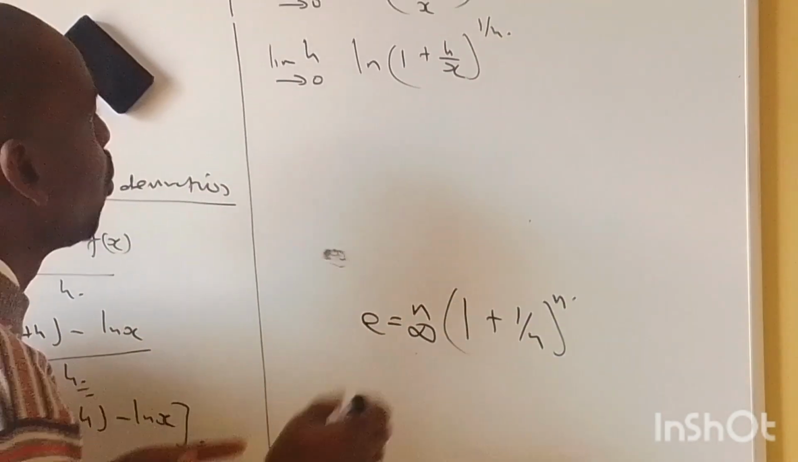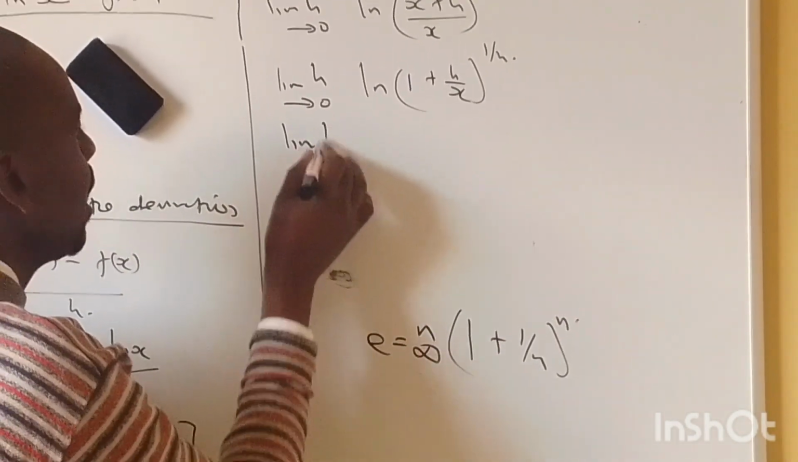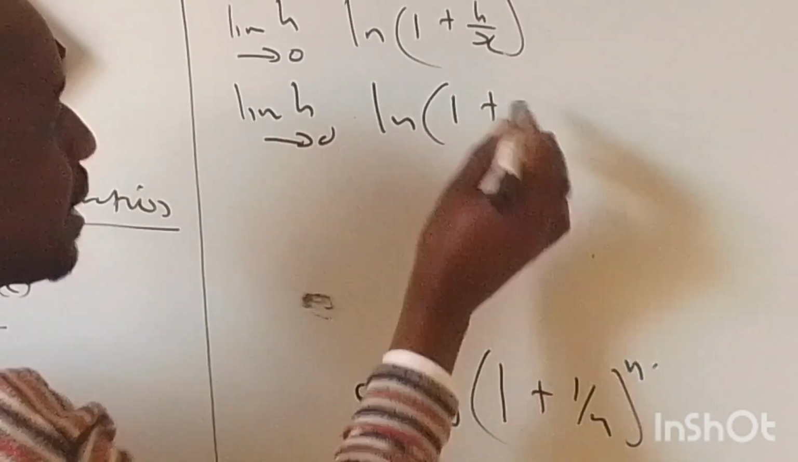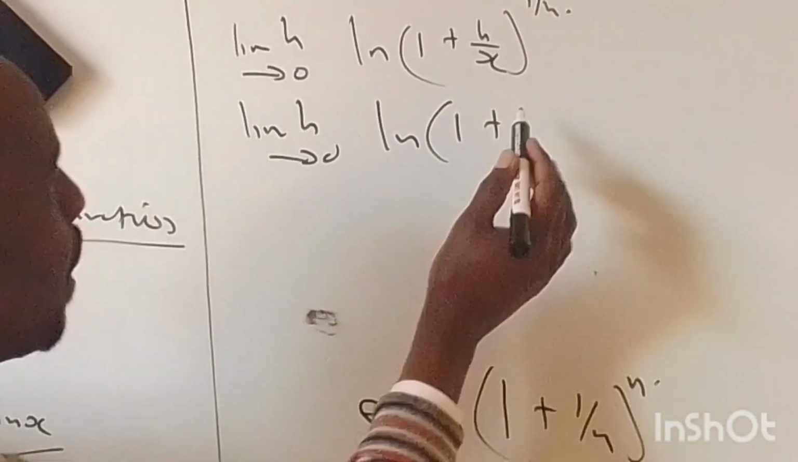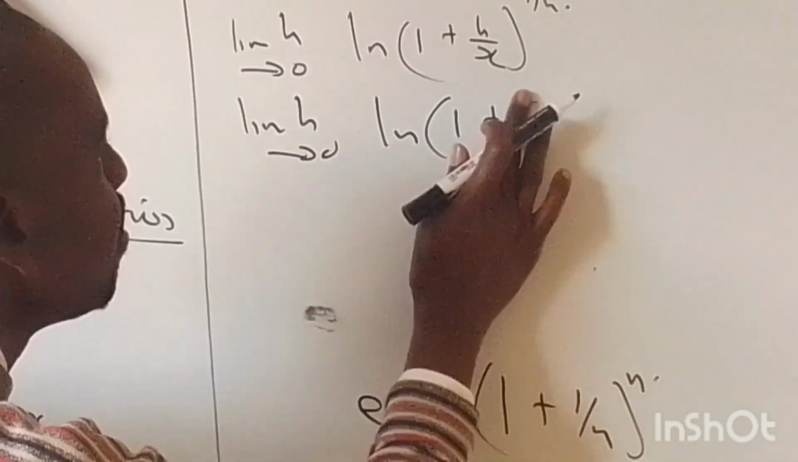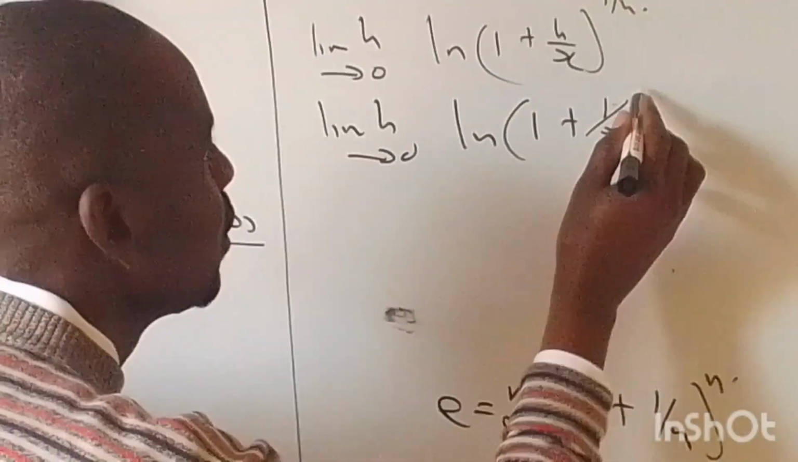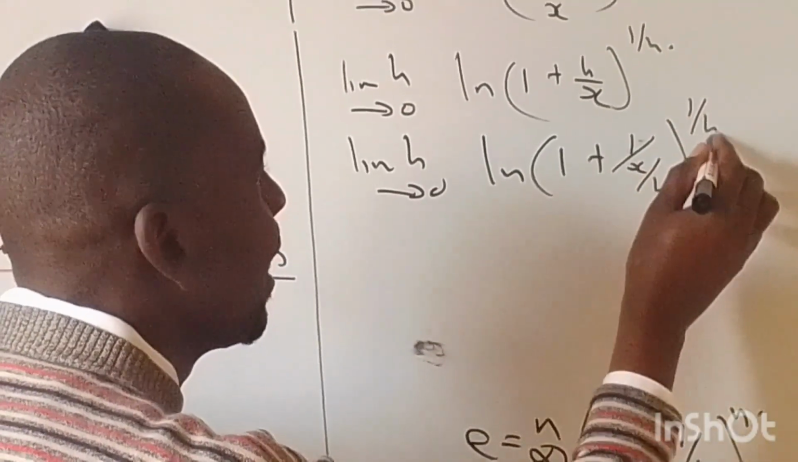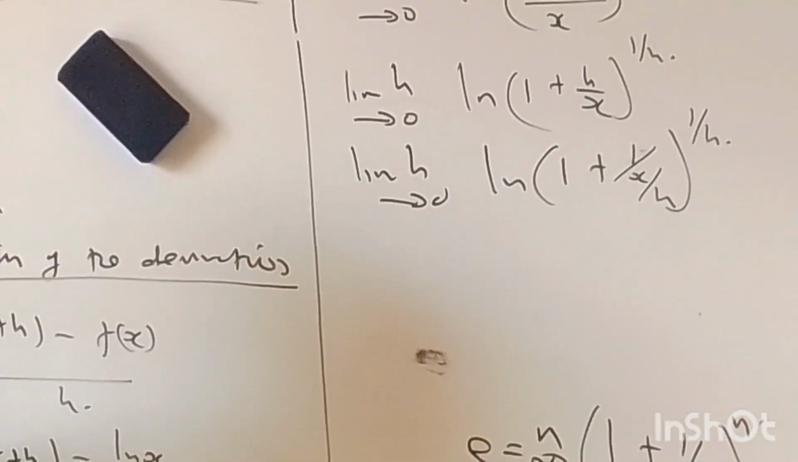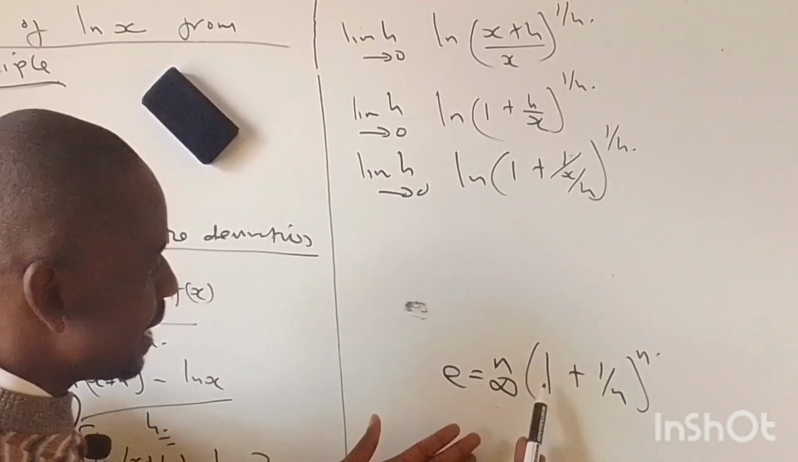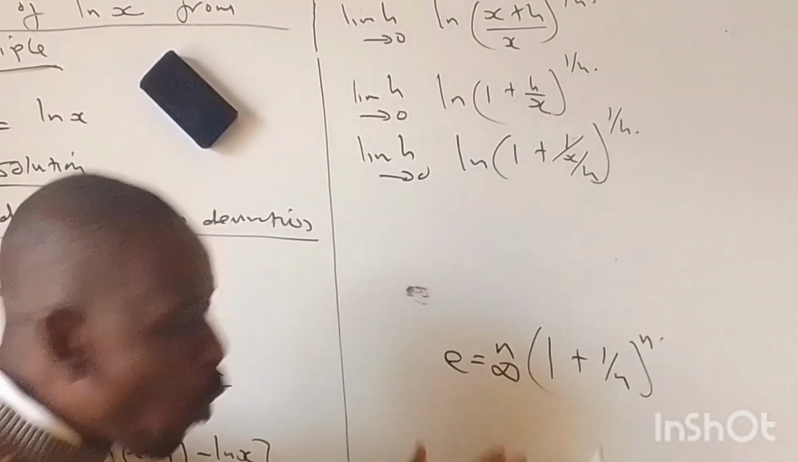So that means as the limit h is tending to 0, then we have the ln of 1 plus, let's do that now here, 1 over x over h raised to 1 over h. It's so beautiful, you guys. So we have achieved this 1 and 1 over.